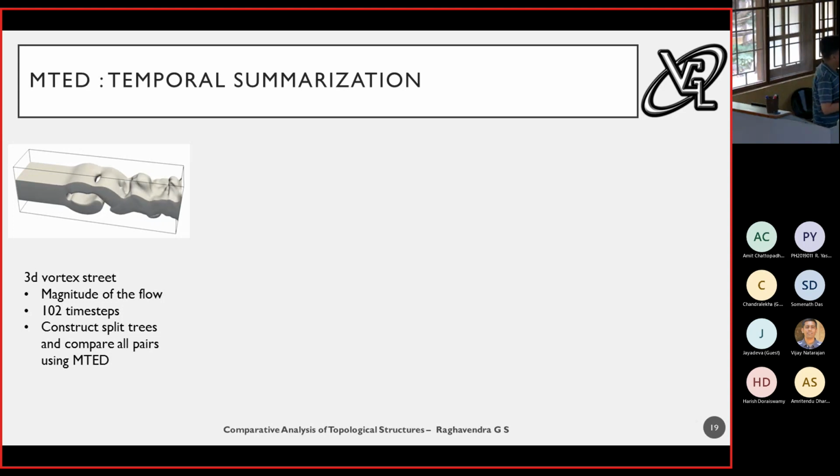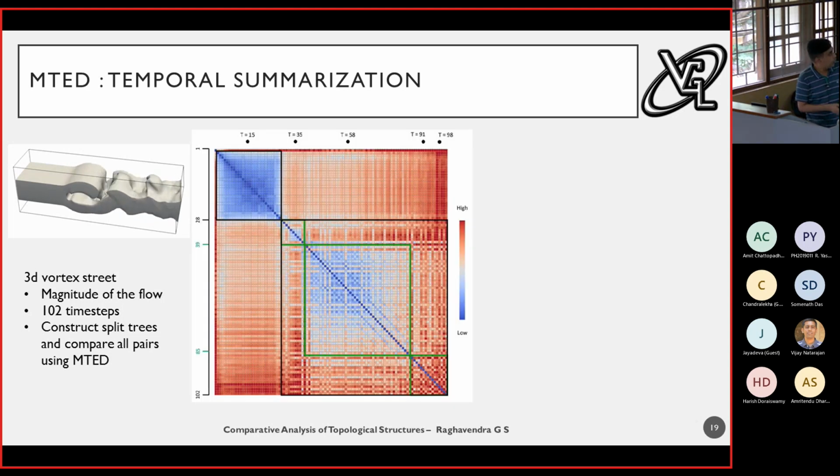To analyze this phenomenon, we consider the magnitude of the flow as our scalar field. This has 102 time steps. We construct split trees for all the time steps. So we have 102 split trees, and we do an all pair comparison by using our merge tree edit distance. With this, we get a distance matrix which captures the distances of all pairs, and we see that the distance matrix has some patterns which we can highlight. Based on these patterns, we go back to the data and see what is happening in those time steps.